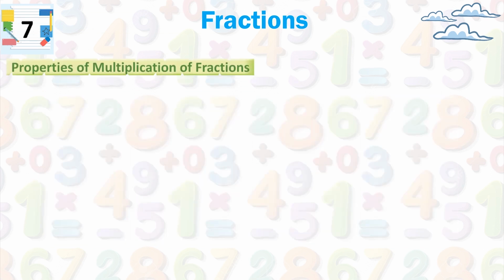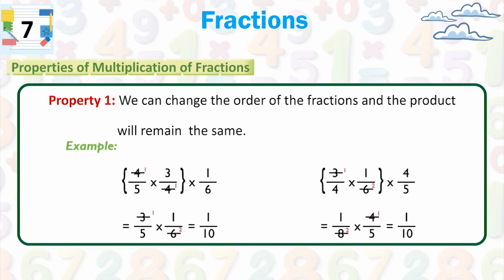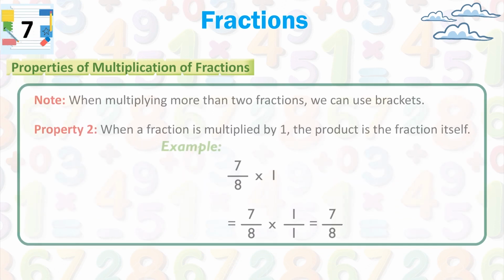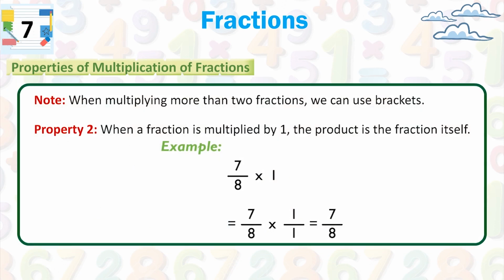Properties of multiplication of fractions. Property 1. We can change the order of the fractions and the product will remain the same. Example. Note, when multiplying more than two fractions, we can use brackets. Property 2. When a fraction is multiplied by 1, the product is the fraction itself. Example. 7/8 into 1 is equal to 7/8 into 1/1 is equal to 7/8.